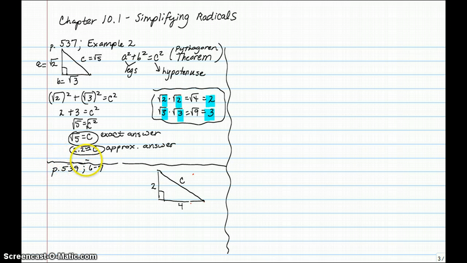Okay, now we're going to go ahead and do page 539, 6 through 7. And you've got 2. Actually, the c is not given, so I'd like you to draw the picture in your notes. The c is not given. And then this is 2, this is 4. Those are your legs. A is typically the vertical, B is the horizontal, and this is obviously C. I'm adding that in. And you're going to use the Pythagorean theorem, a squared plus b squared equals c squared.